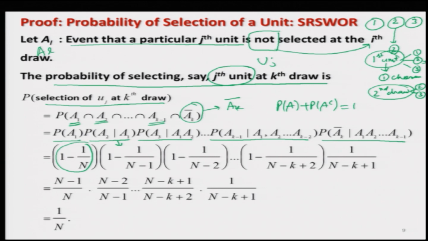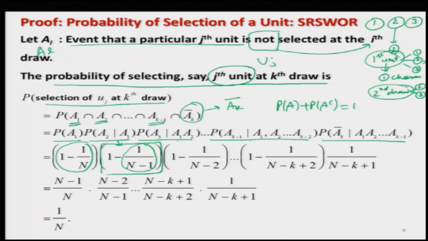In the second draw, since one of the units has already been selected in the first draw, the total number of possible units available in the second draw will be n minus 1, and the probability of choosing any unit in the second draw will be 1 upon n minus 1. But you are interested in the event that the particular kth unit is not selected in the second draw. So, this will become 1 minus 1 upon n minus 1, like here.